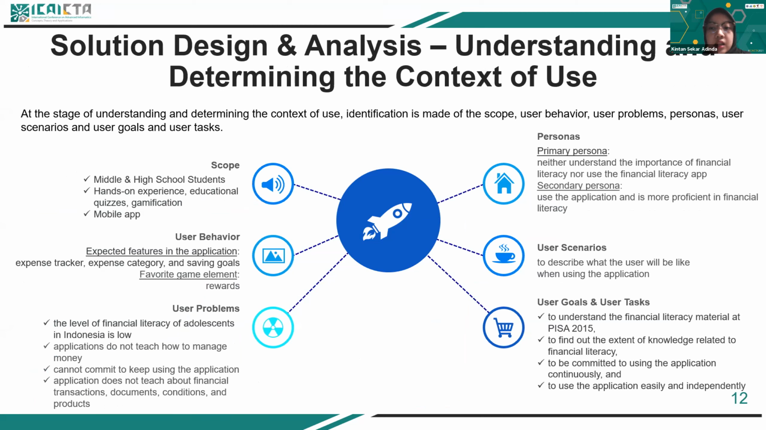And this is the stage of understanding and determining the context of use, including 6 items. First, the scope is middle and high school students. Then the scope of functionality is financial literacy application, including hands-on experience, educational quiz, gamification, and the scope of the development environment is mobile app.